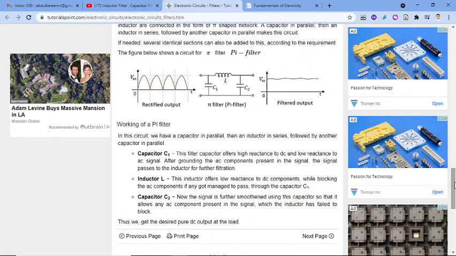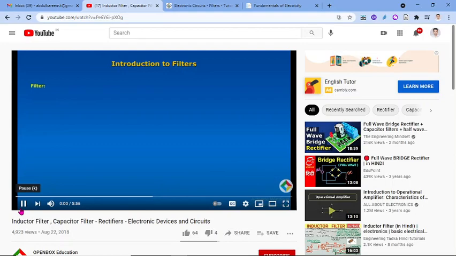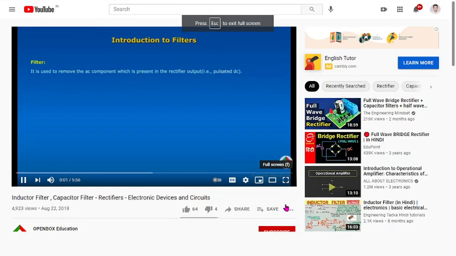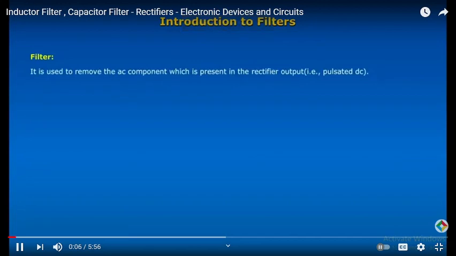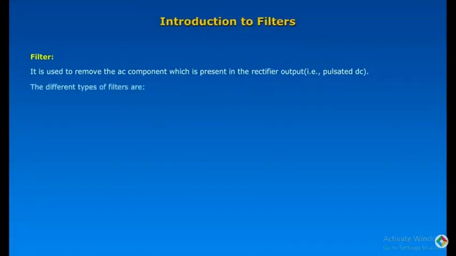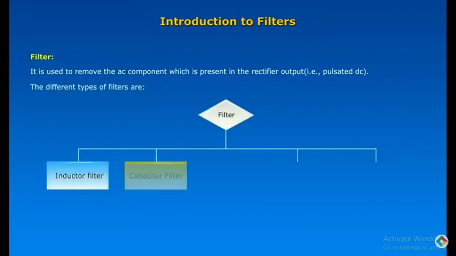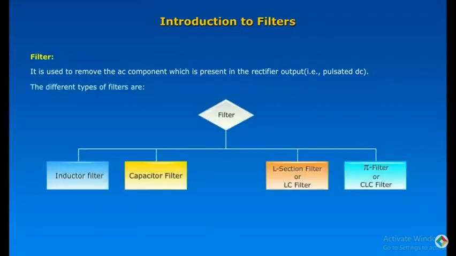Okay, now we can watch a video. A filter is used to remove the AC component which is present in the rectifier output, that is pulsated DC. The different types of filters are inductor filter, capacitor filter, L-section filter or LC filter, and pi filter or CLC filter.